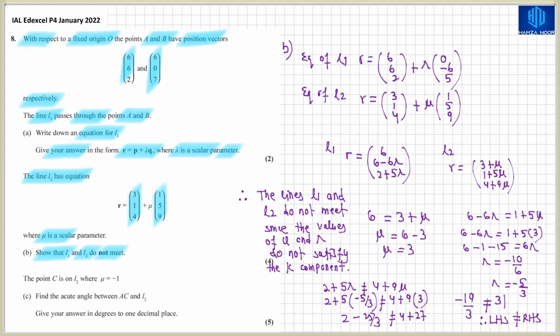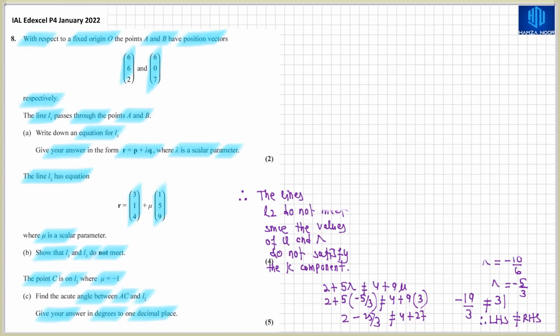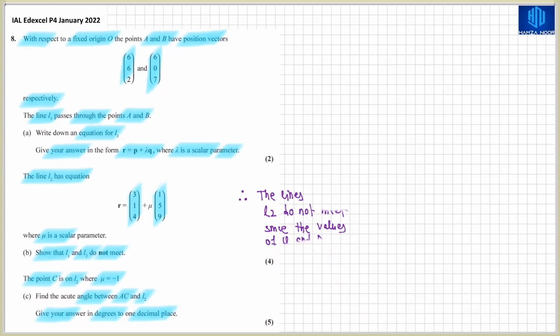So now let's move on to part C. Here we have some information before part C, that point C is on the line L2 where mu is equal to minus 1. Find the acute angle between AC and L2. Give your answer in degrees correct to 1 decimal place. So here I'm going to erase the working of part B so that we can solve part C on the same page.